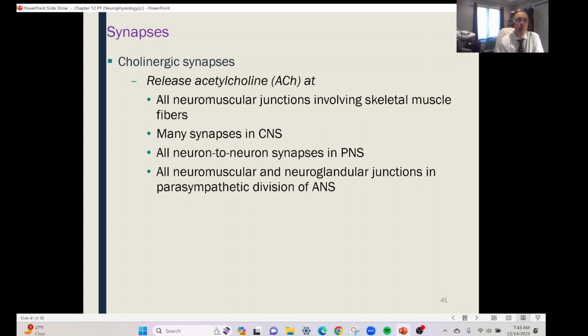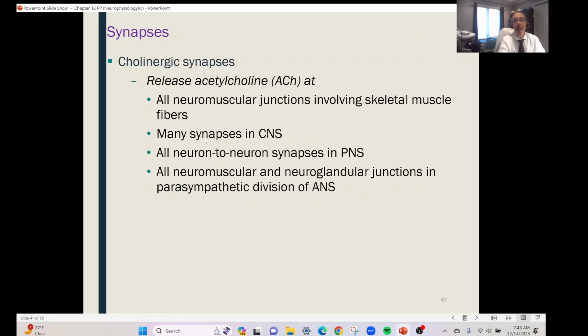So we have a couple different types of synapses based on the neurotransmitter. A cholinergic synapse is one that releases acetylcholine. And just by the way, if I haven't said this before, the abbreviation for acetylcholine is a capital A, capital C, and then a H, right? Acetylcholine. So it releases acetylcholine at all neuromuscular junctions, right? So every synapse between your nerves and your muscles is always going to be acetylcholine.